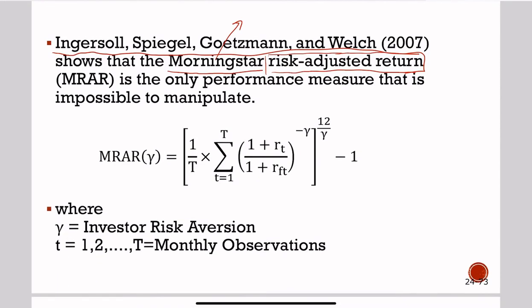The requirement here is I only want you to know that there exists a measure called the Morningstar risk-adjusted return, and it cannot be manipulated, at least according to this 2007 paper. Clearly, you're not required to understand how to exactly derive this result, because you would have to go back to their paper and see how they derived this result.